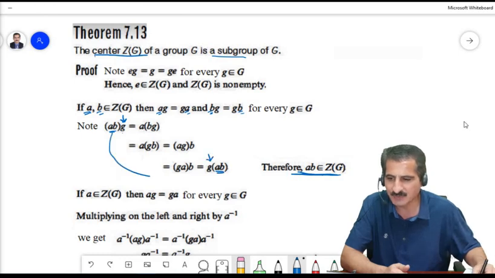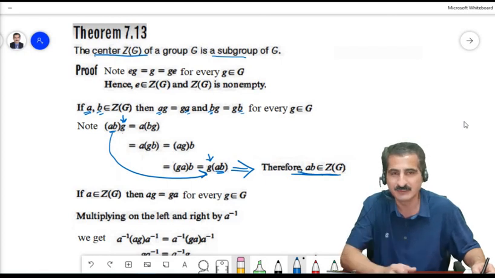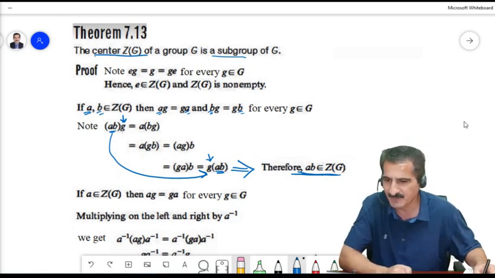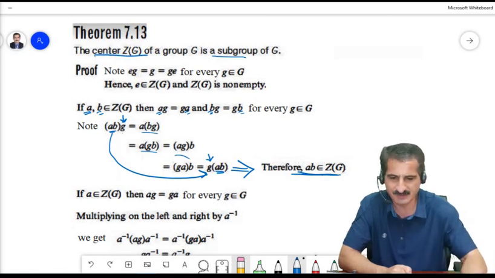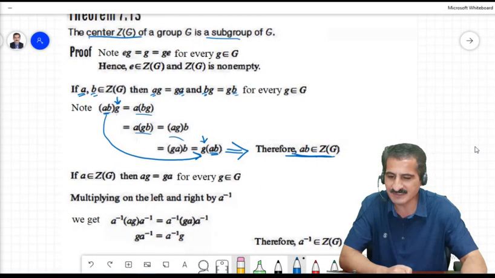So we will move from here to conclude that. And we can do it using associativity because we live in a group. A, B, and g are all in the group capital G. So use associativity, keep moving, and then you will end up here. So this is easy. Now we proved the first condition, which is closed under multiplication.